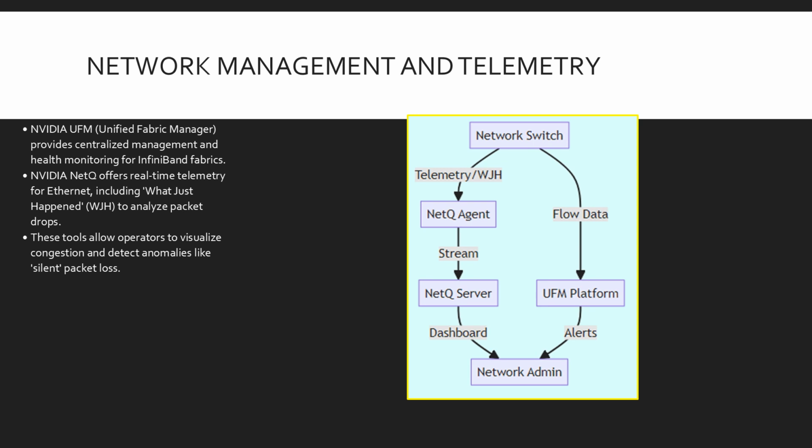What did we learn? We learned that visibility is as important as bandwidth. The important point is that advanced telemetry tools like UFM and NetQ are necessary to diagnose complex congestion issues in AI networks. The final diagram shows the telemetry pipeline.